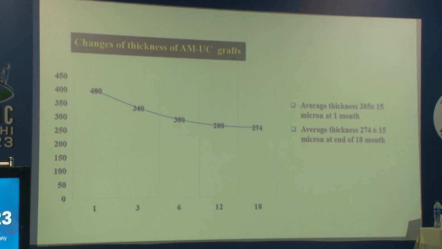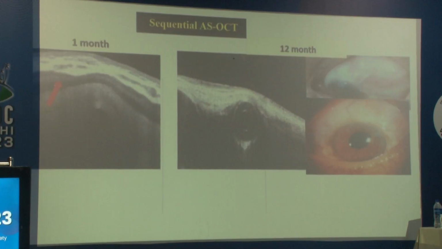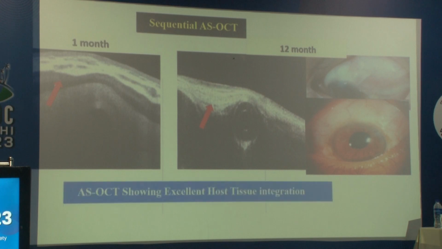At 1 month, the average thickness was 40 micron, and at 18 months the average thickness was 274 plus minus 15 micron. So this is the sequential ASOCT picture. At 1 month, there is a gap between the patch graft and the conjunctiva, and within 12 months, the graft is well marked with a subconjunctival space, with maintained thickness and increased reflectivity that indicates excellent host tissue integration. And at 12 months, the AMUC covered area is aesthetically more appealing.